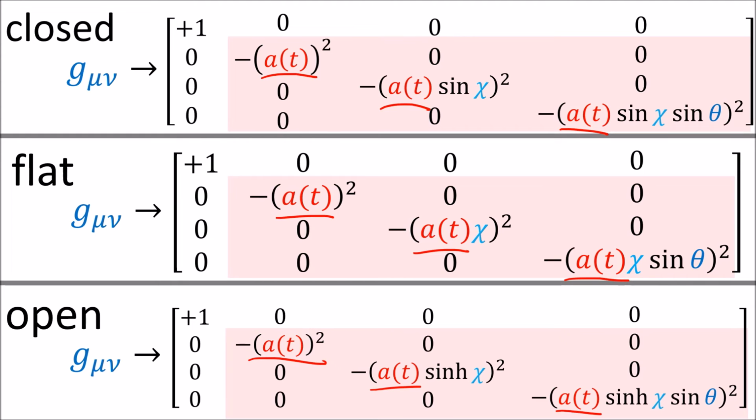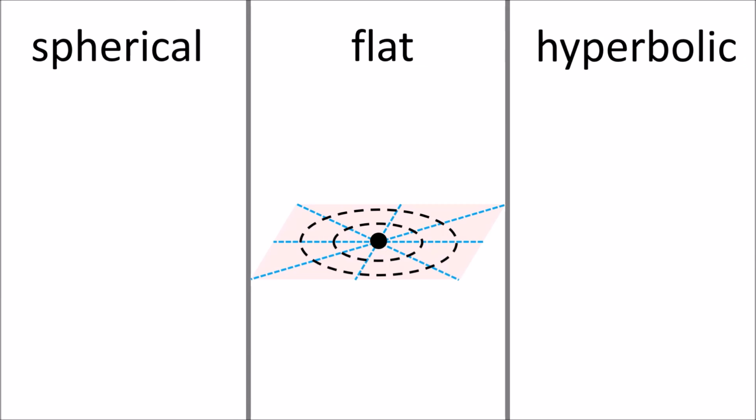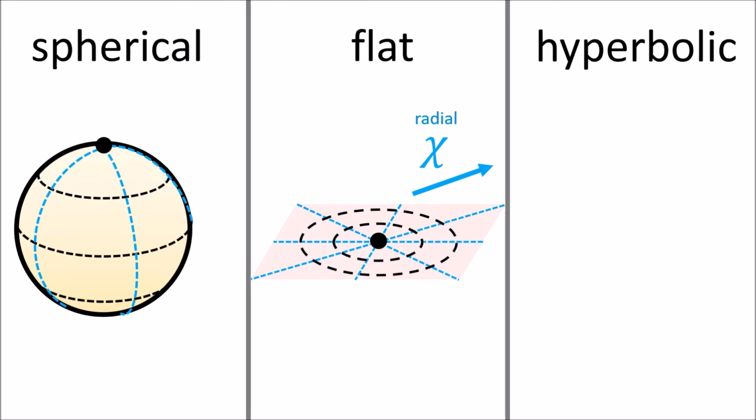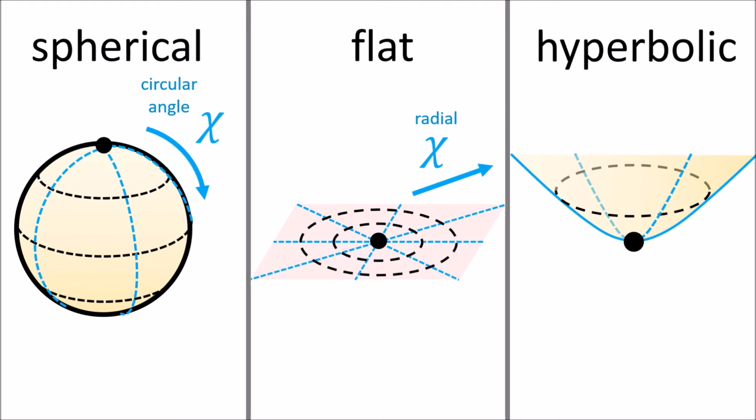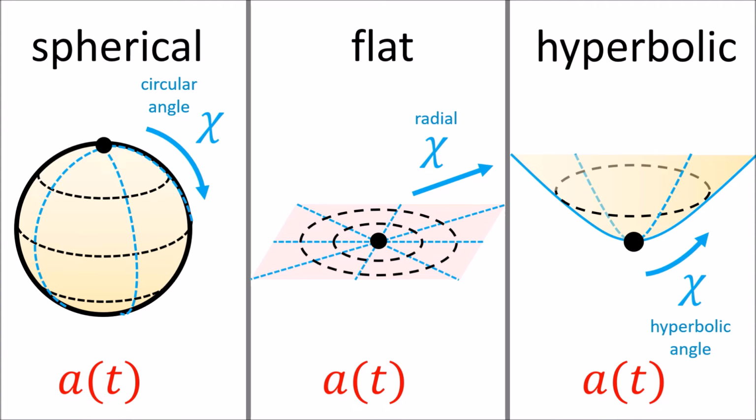These 3 metrics are basically the exact same, except for the role of the chi-coordinate. The chi-coordinate is sort of like a radial coordinate that points out from the origin of the coordinate system, although chi doesn't measure the true distance from the origin. For a closed universe, chi is the circular angle measured outward from the origin, and for an open universe, chi is the hyperbolic angle measured outward from the origin. It's also important to remember that, since the scale of the universe is changing over time with the scale factor a of t, the actual distance represented by 1 unit of chi is also changing over time.